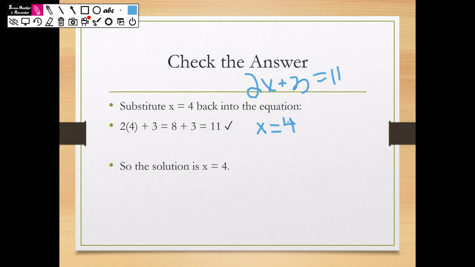Here we got x equal to 4. We're going to substitute the 4 in this equation. How are we going to do it? Let's see. We will do 2 times 4. So we are substituting the value of x in the main equation. So 2 times 4 plus 3 equal to 11.